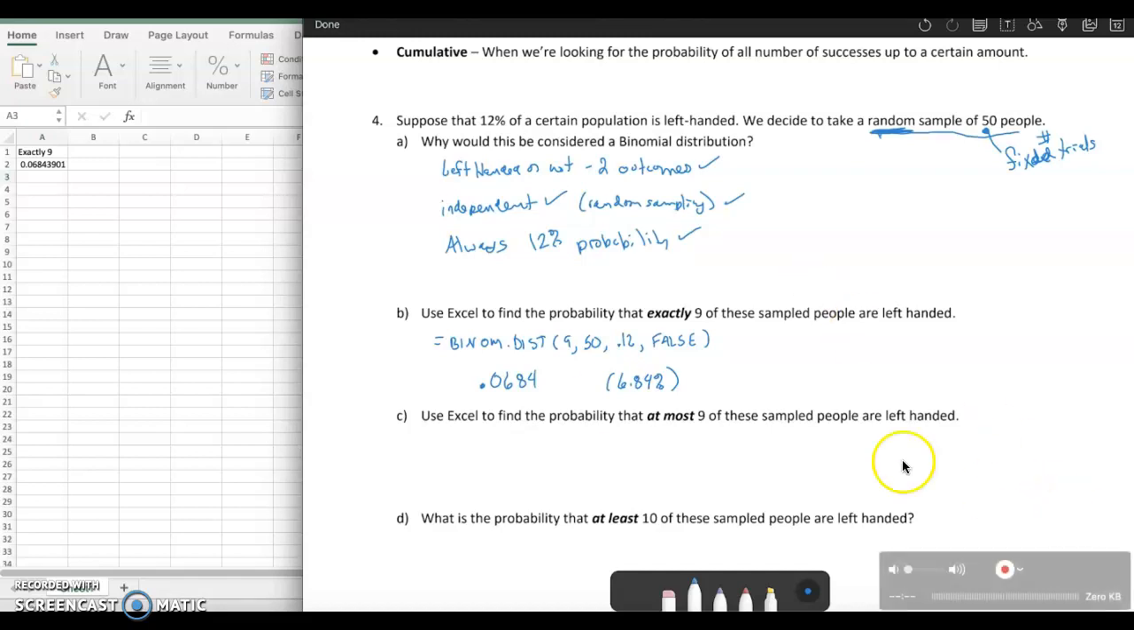Okay. What's the probability that at most 9 of these sampled people are left-handed? At most means everything leading up to 9. So basically it means less than or equal to 9. So the only difference in this command this time, we're still looking for 9 out of 50 with a 12% probability each, but this time this is cumulative. I'm going to type in true. So what's the probability of getting 0, 1, 2, 3, 4, 5, 6, 7, 8, or 9, any of those being left-handed?